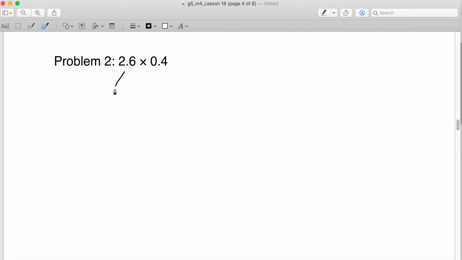So this number is what? This number is 2 and 6/10, okay? So we're going to multiply that by what? 4/10. I really like this way of multiplication.